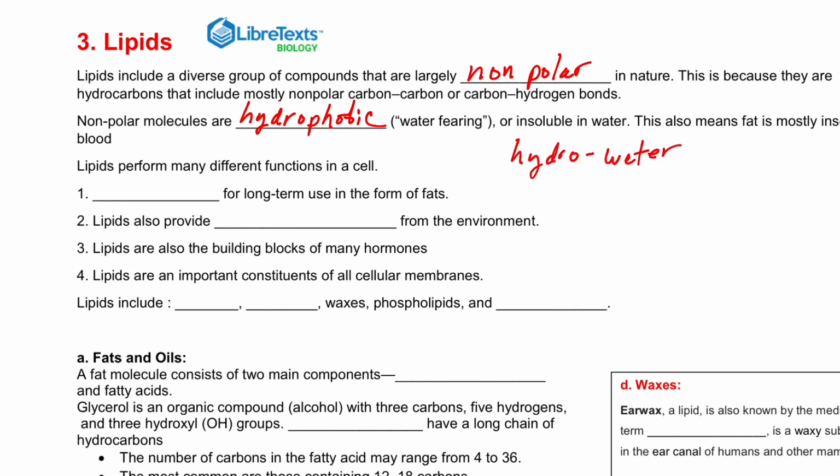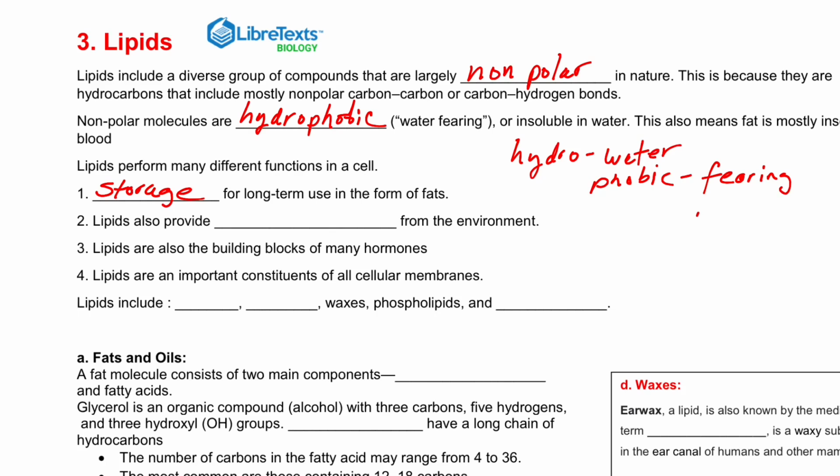All right, the prefix hydro means water, and the suffix phobic means fearing. Lipids perform many different functions in cells. One of the most important functions is storage for long-term use in the form of fats. Think of blubber on a whale. All right, that's how it stores. It is a storage for long-term use.